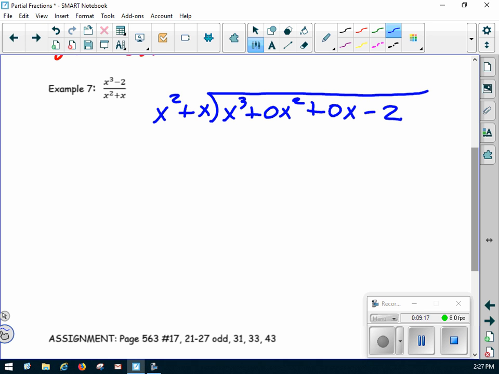Put placeholders in for anything that doesn't appear. Yeah, it's a whole lot better if you do that.